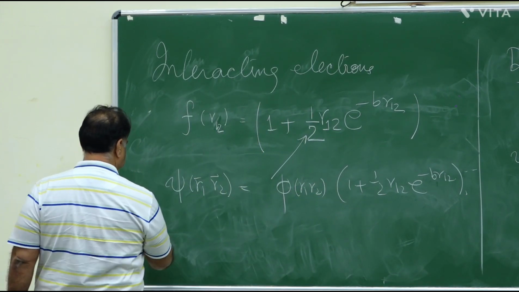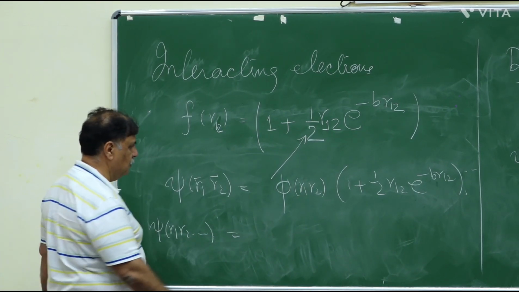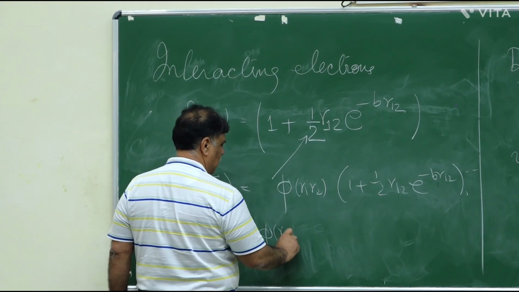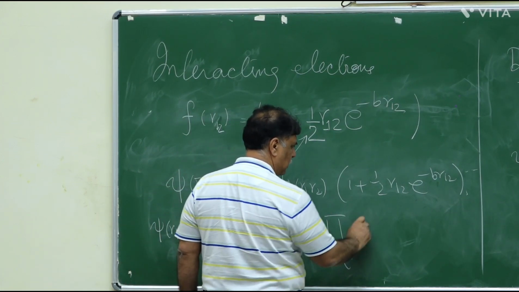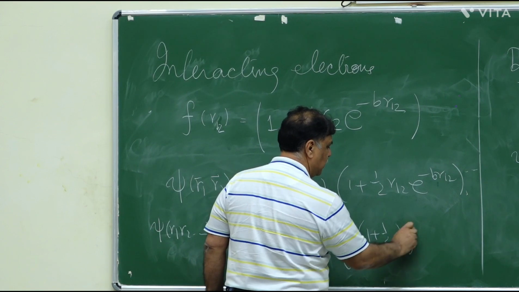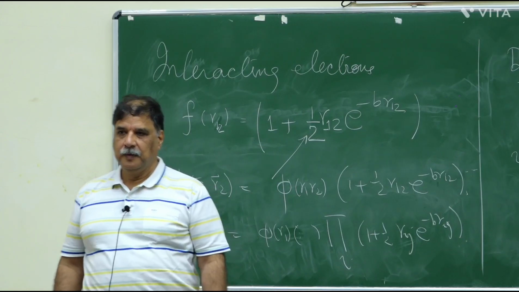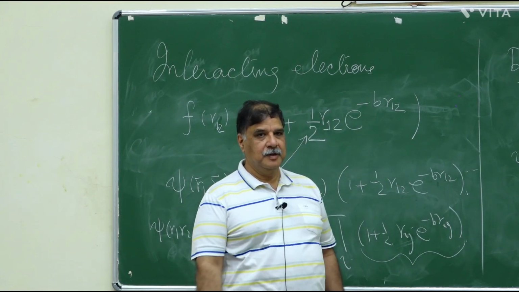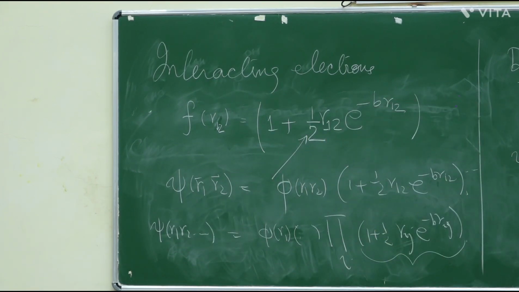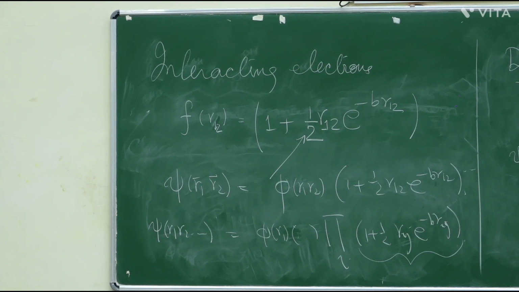If I want a multiparticle wave function, psi(R1, R2 and so on), I could write this as phi(R1, R2), the product wave function, okay, multiplied by 1 plus 1/2 Rij e raised to minus beta r. And there is something which is known as the Jastrow factor. This is a factor that takes care of electron-electron interaction, keeping them away. The probability of their being far away becomes greater, and then comes down.